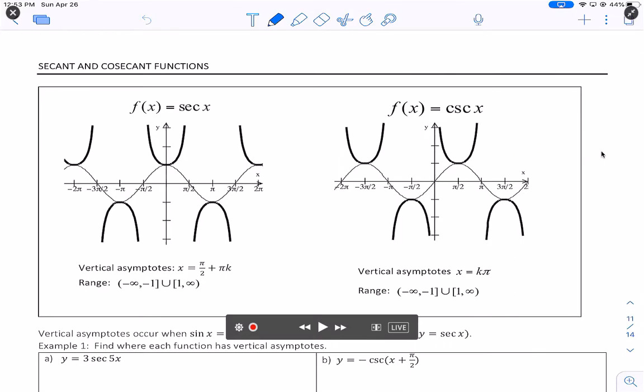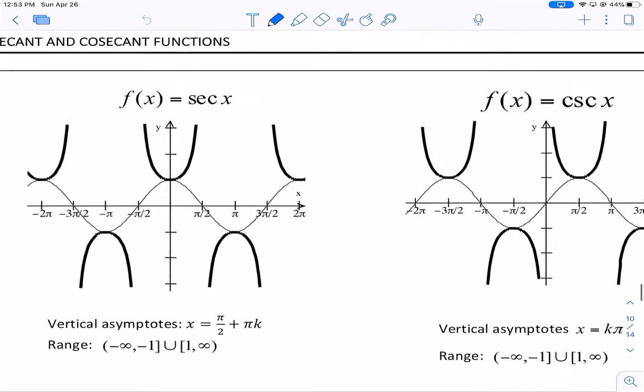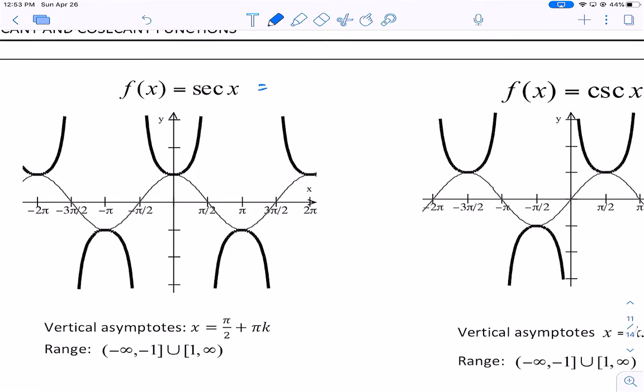All right. Today we're going to talk about the graphs of secant and cosecant functions. So it's important to remember where each of these functions come from. If you remember, secant of x is really defined as 1 over cosine. It's the reciprocal. So 1 over cosine of x.